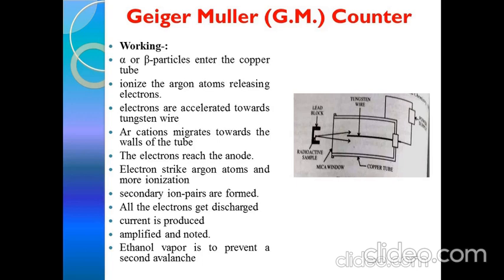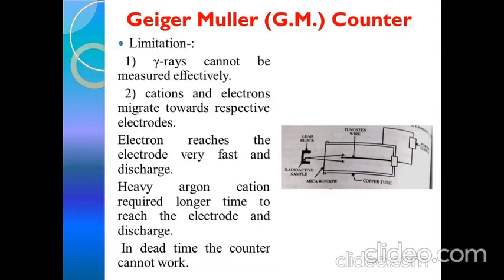The function of ethanol vapor is to prevent a second avalanche which may be generated due to electrons emitted by the action of photons on the wall of the tube. The photons are emitted when positive ions and electrons combine. The molecules of ethanol combine with these low-energy electrons and thus prevent the generation of a second avalanche.